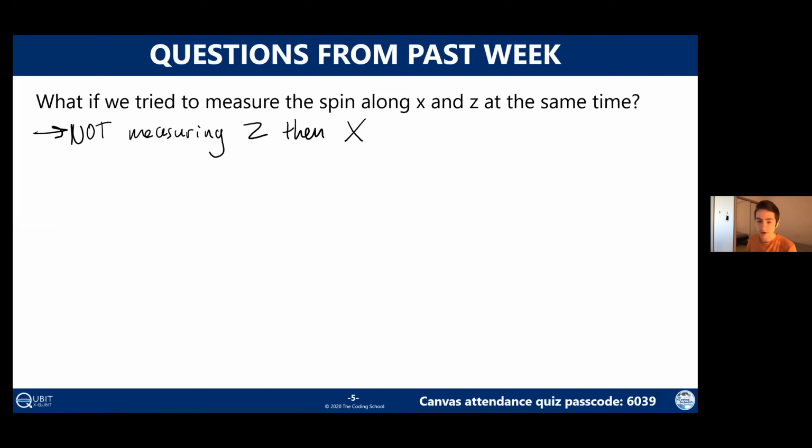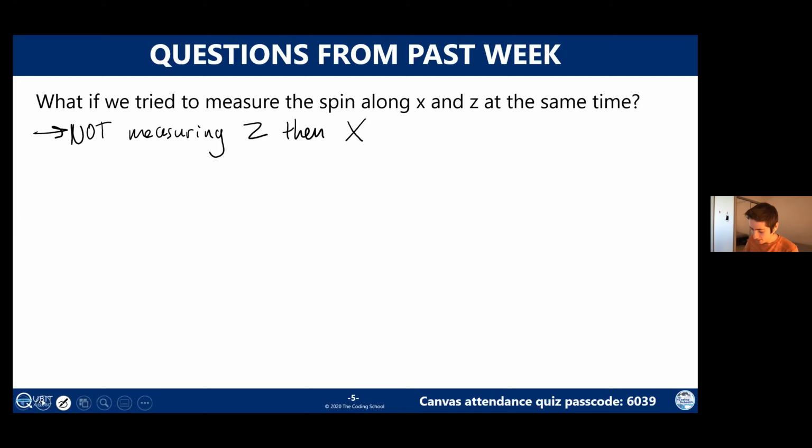Some of the questions in your homework had these weird setups where you would measure in the Z axis first, and then you would measure in the X axis. That's not what we're talking about here. What we're talking about here is, number one, could you in theory measure spin along X and Z at the same time? And number two, if you can, what happens in that case?